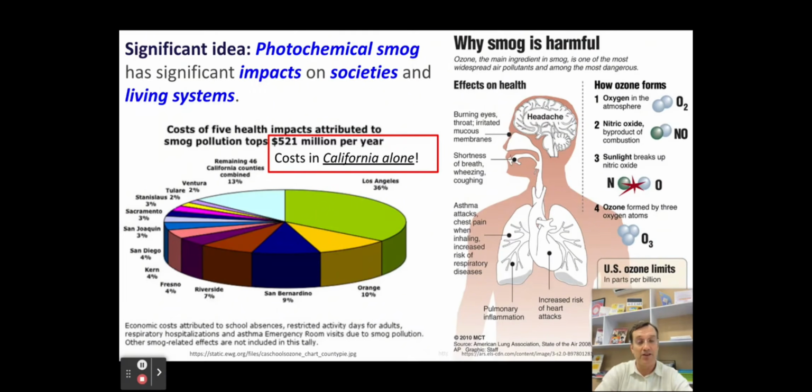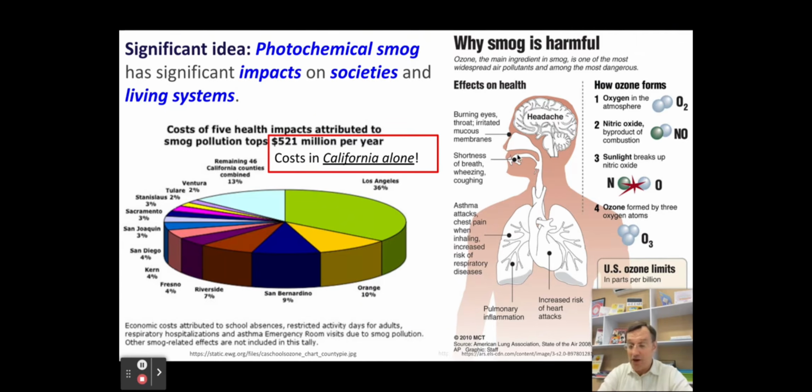Okay, let's take a look at some of those impacts. The big idea, of course, is that smog has significant impacts on people and living systems. This is, after all, an environmental systems and societies class. So we've been able to study the economic impacts of photochemical smog. In California, about 10 years ago or so, they estimated about $500 million US annually in healthcare costs associated with smog.